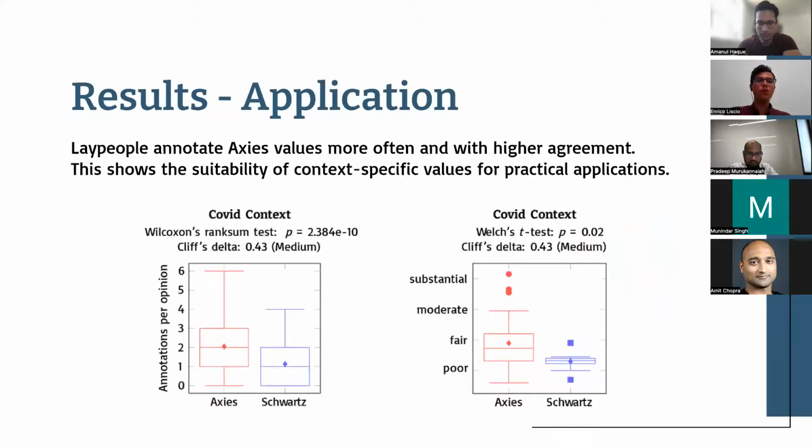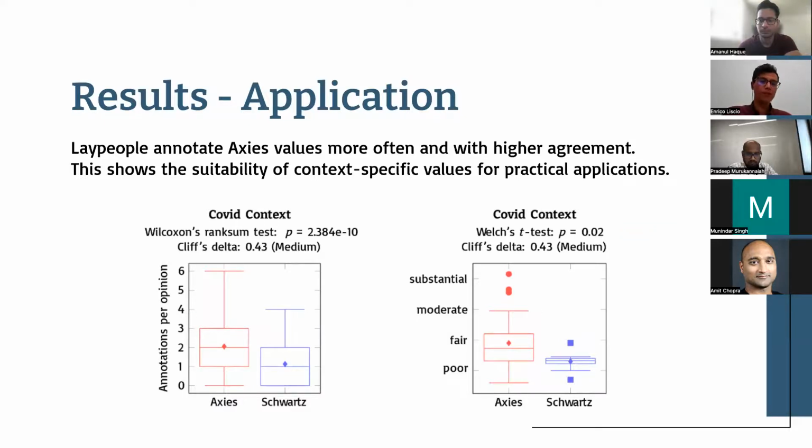Then we have investigated the difference in the usage of these values. How differently do people use these values in a concrete application? So we asked lay people to annotate pieces of text with these values. We asked them, hey, which of these values is relevant to this piece of text? And we asked them to do that with Axies values, context-specific values, and with basic Schwartz values.